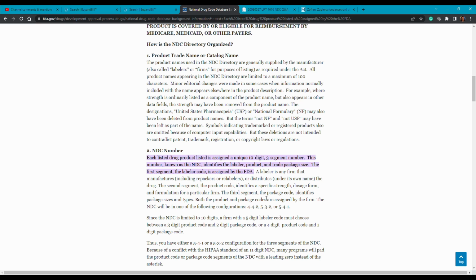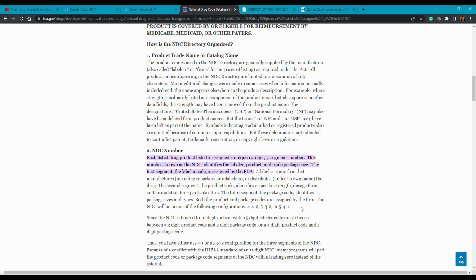There's a few ways that the segment can be constructed. It could be 4 digits, 4 digits, 2 digits. It could be 5 digits, 3 digits, 2 digits, or it can be 5 digits, 4 digits, 1 digit. But nonetheless, they're always 10 digits. Unfortunately, for billing purposes, and the way that it's been developed and constructed on the billing side, it needs 11 digits. Yes, I did say it needs an extra digit.